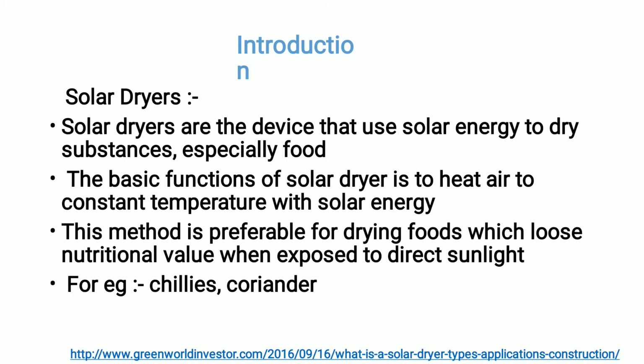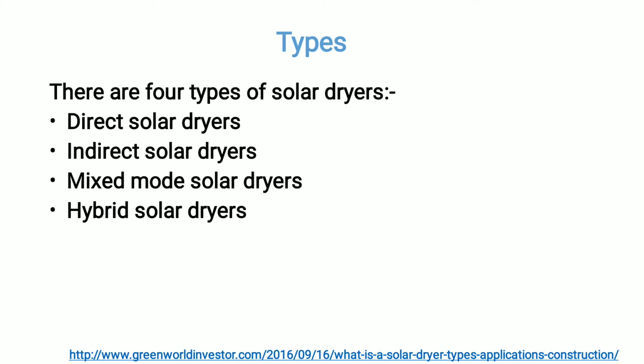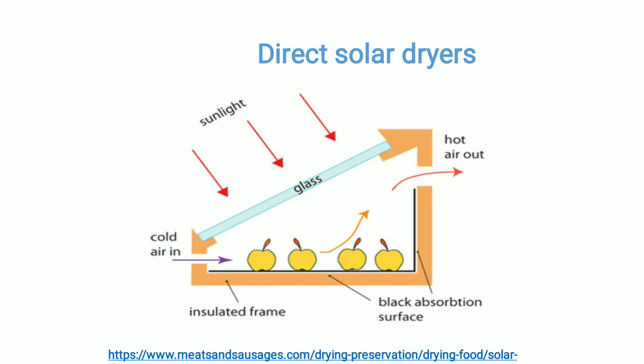Introduction. Solar dryers are devices that use solar energy to dry substances, especially food. The basic function of the solar dryer is to heat air to a constant temperature with solar energy. This method is preferable for drying food which loses its nutritional value when exposed to direct sunlight, for example, chilies, coriander. There are four major types of solar dryers, that is direct solar dryer, indirect solar dryer, mixed mode solar dryer, and hybrid solar dryers.